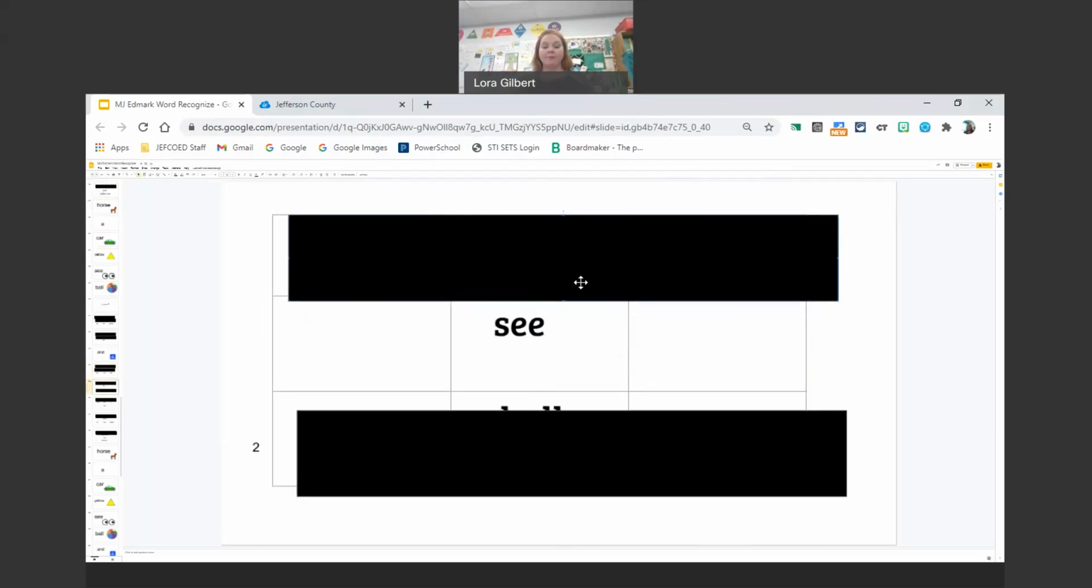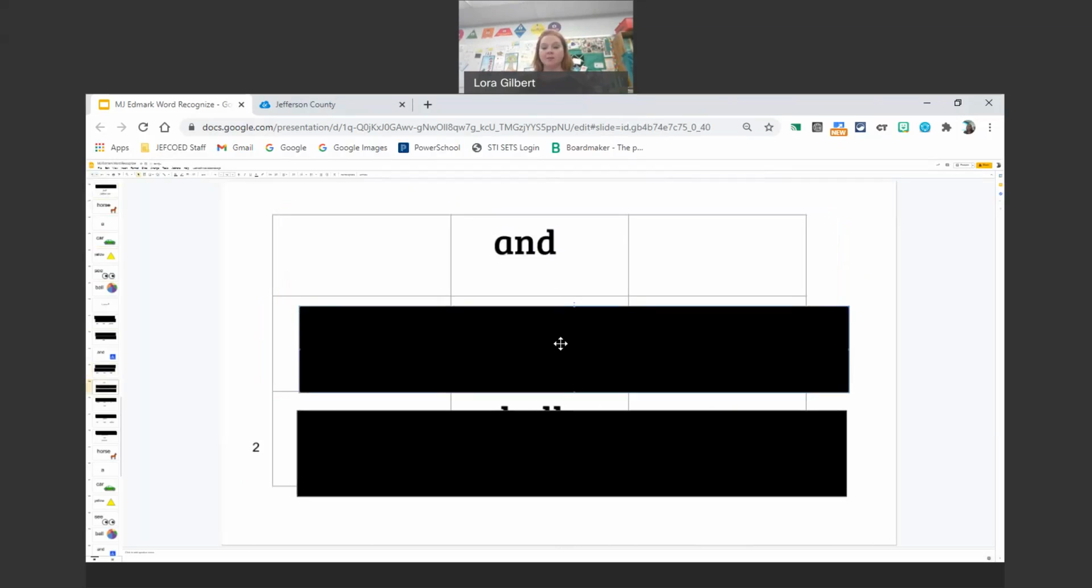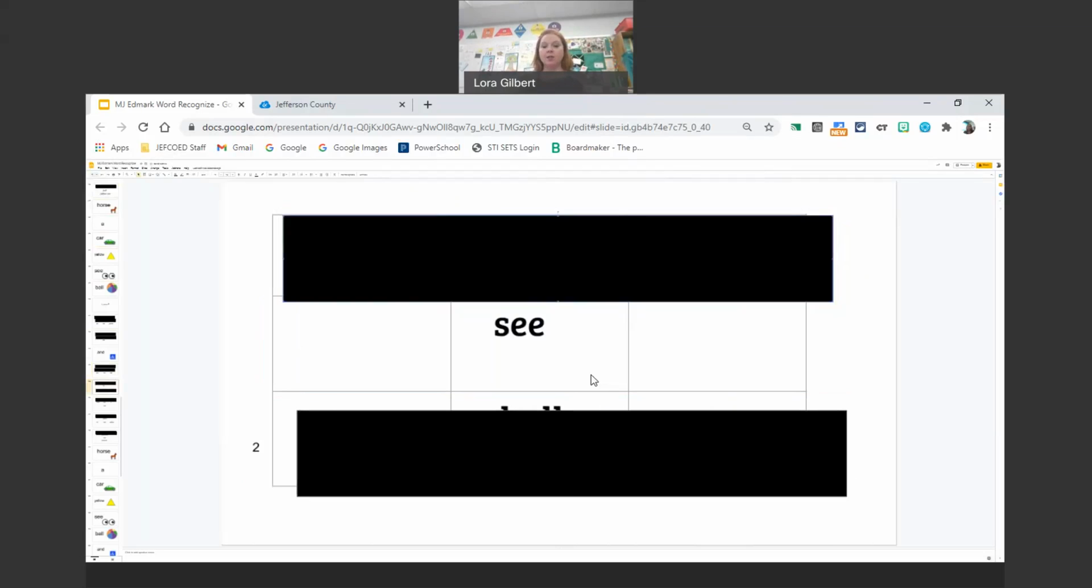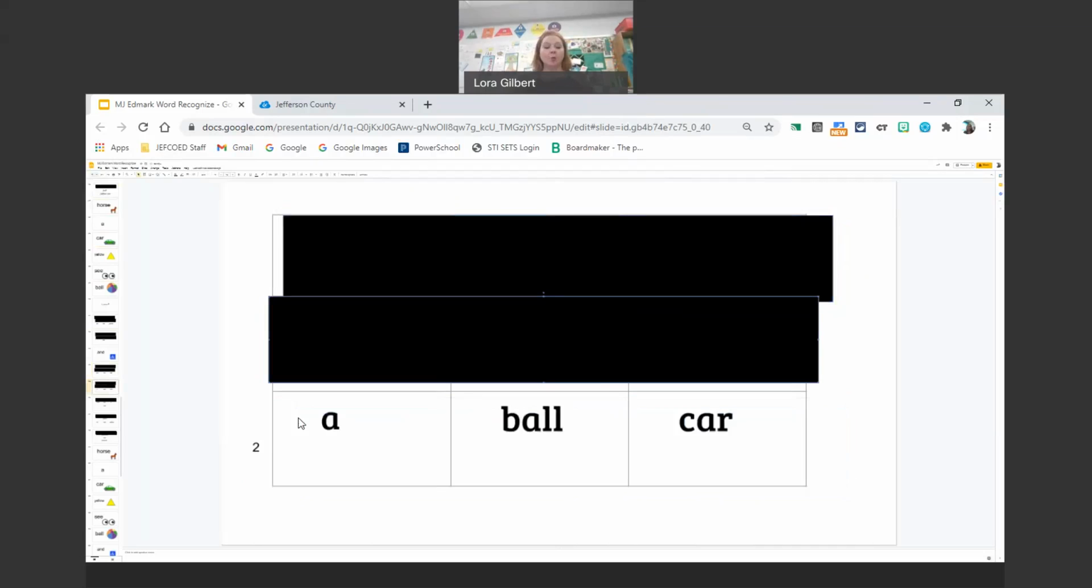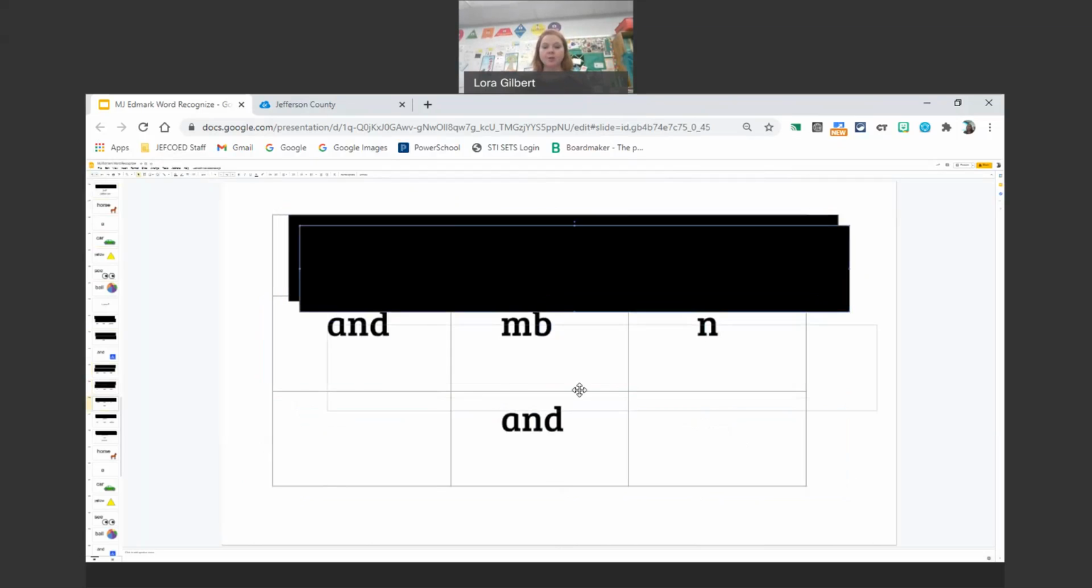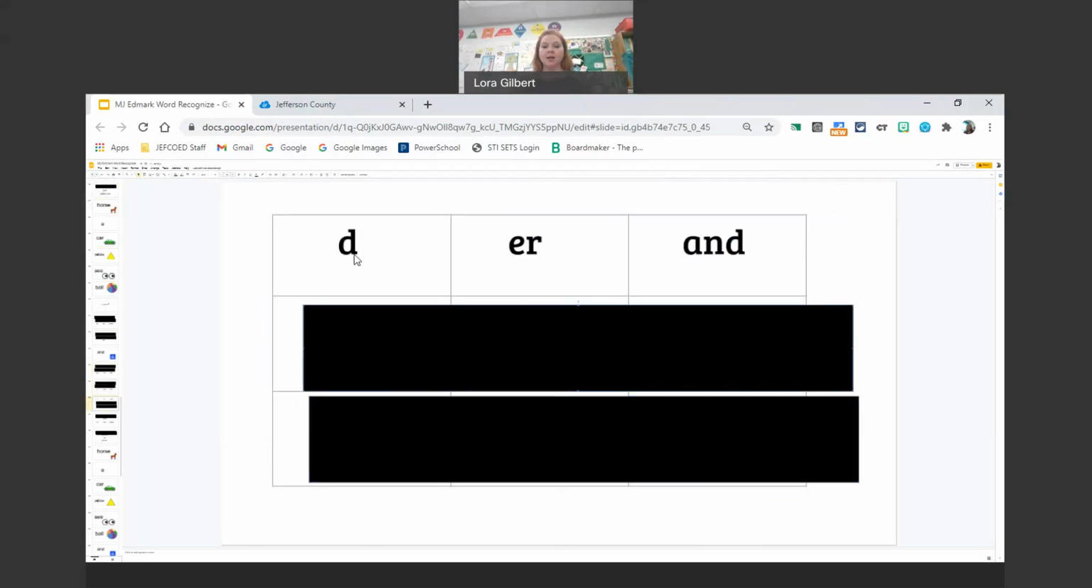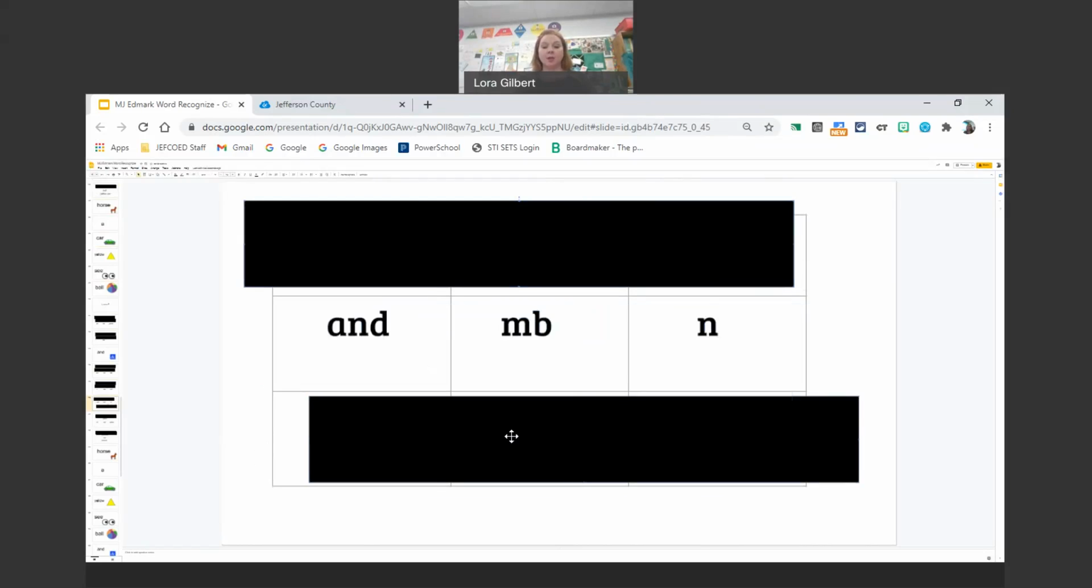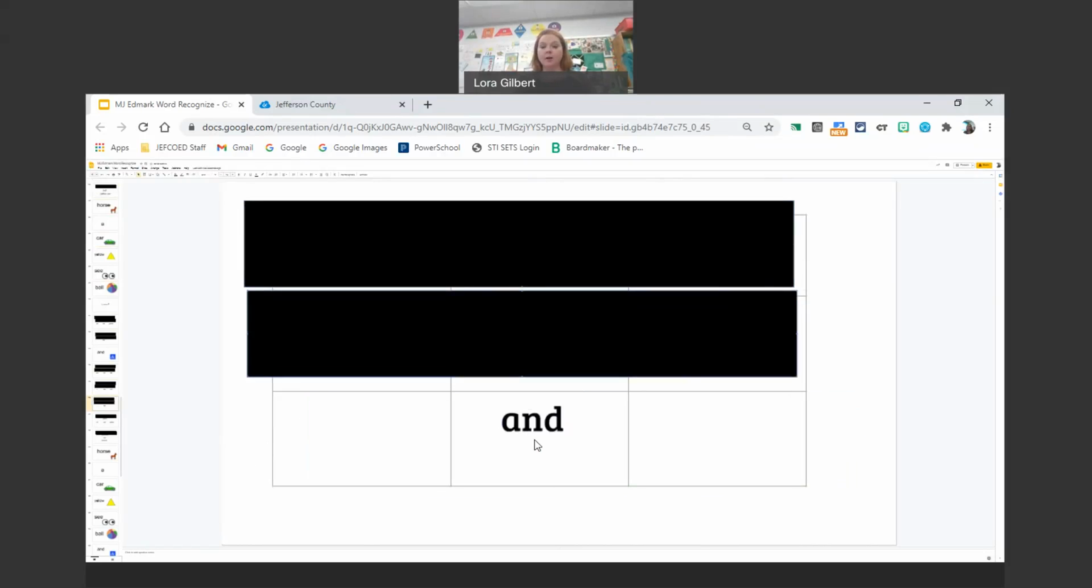Here again, they read "and," read "see." Then we come down here and see that it's got 3 words that we know. This is the number 2, so it's going to be the second box you're looking for. Ask them for the word ball, and they would touch ball. Again, you would go down here and look for the word that makes sense: touch the word "and," and they would touch it. What's this word? "Am."